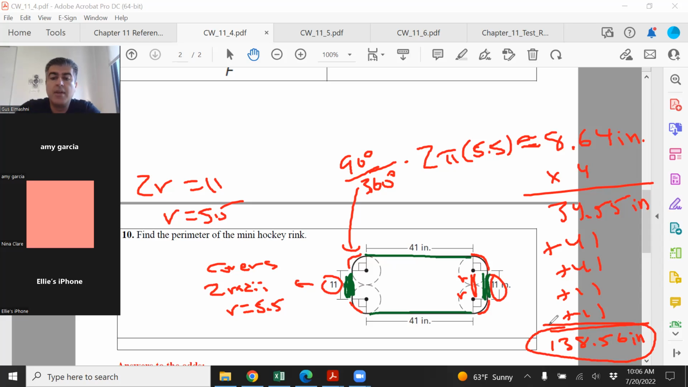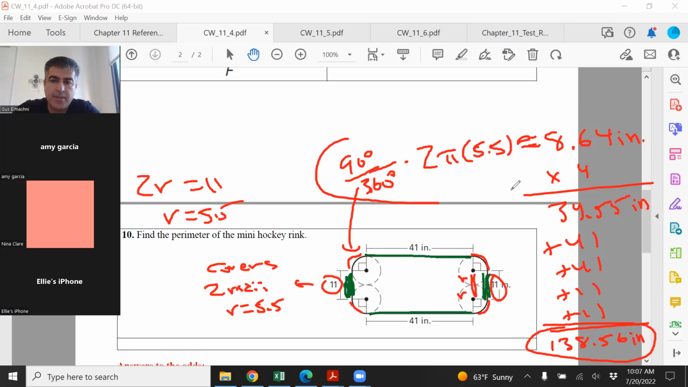It's a little more advanced, but you've got an arc that's 90 degrees, so that's 1/4 of a circle. You can figure out the circumference because you know the radius is 5.5. As I showed you, that 11 covers both radii, so r is 5.5.